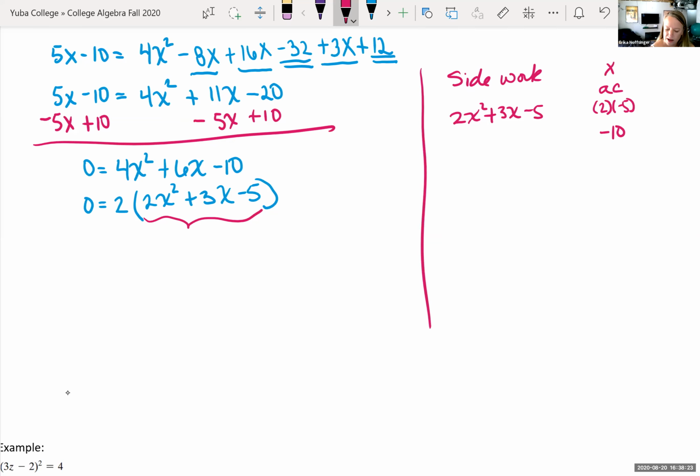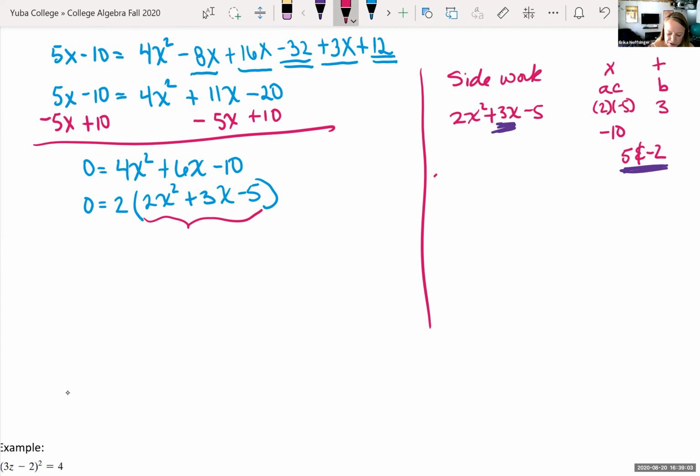And then I look at my middle term, my b value. My b value in this instance is positive 3. So thinking of two numbers that multiply to negative 10 and add to 3, we used those numbers before, 5 and -2, multiply to a -10 and add to a +3. So this is where we're going to use the trick. We're going to go back up here. We're going to manipulate this and rewrite that middle term using those two numbers as coefficients in front of x and rewriting it as a sum.